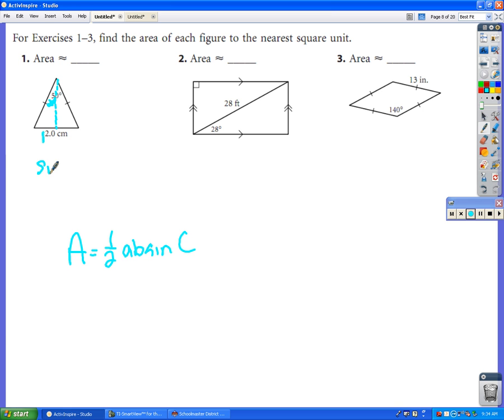Sine of 25 degrees is going to equal the opposite side, which is 1, divided by the hypotenuse, which we don't know. Do I multiply or divide here? Divide. So I'm going to go x equals 1 divided by the sine of 25 degrees, and what do you get for that?